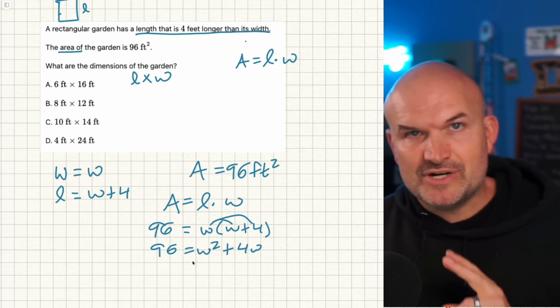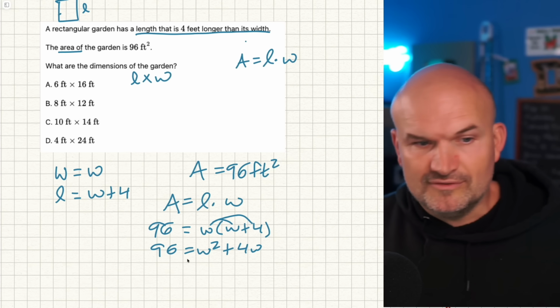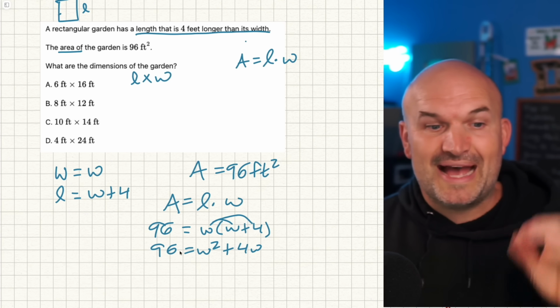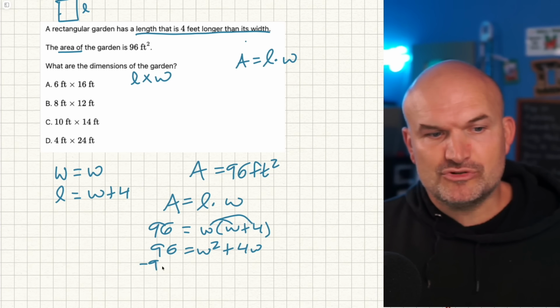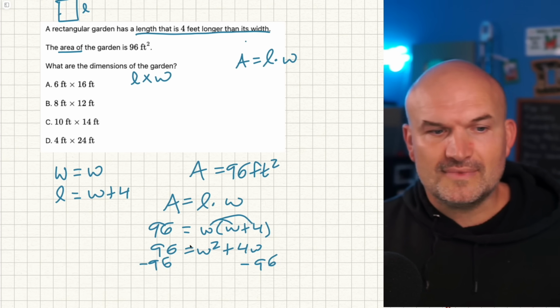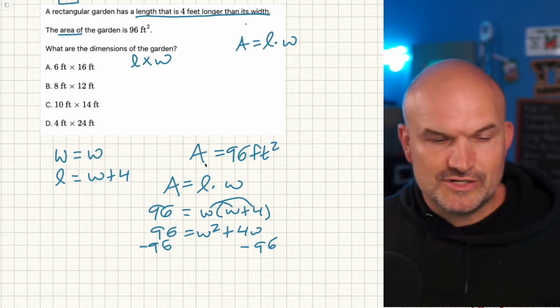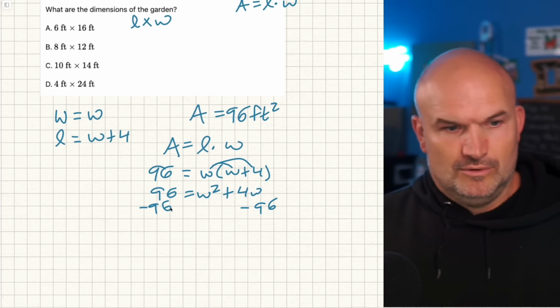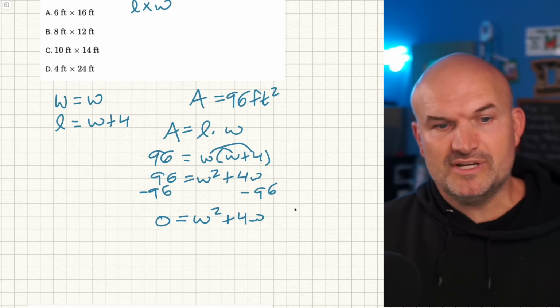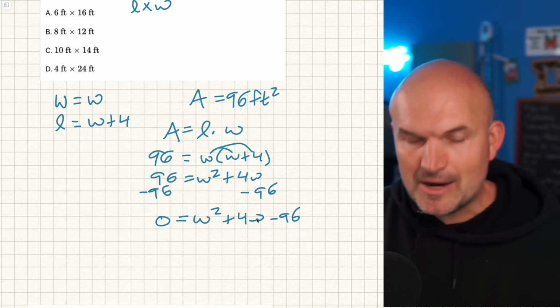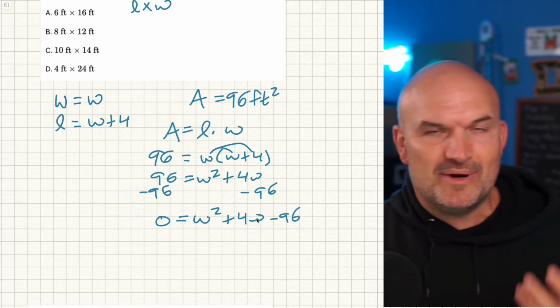So whenever we have a quadratic, if I need to solve by factoring or solve using the quadratic formula, I have to have my quadratic equal to 0. So the first thing I'm going to do here is subtract this 96 on both sides. So now I have this quadratic equation, which gives me 0 equals W squared plus 4W minus 96.